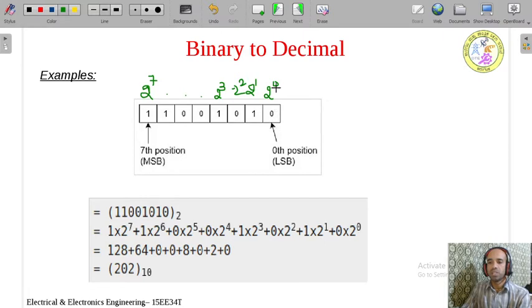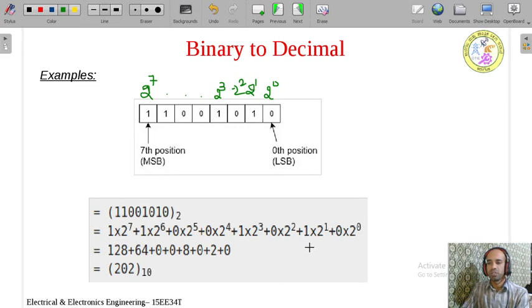Now we have to multiply this with this, this with this, this with this. All of this should be multiplied and then we need to take the summation. So here it is shown. What is the first digit we are having? 0 digit. 0 should be multiplied with 2 power 0. Multiply. Plus. Take the next digit.